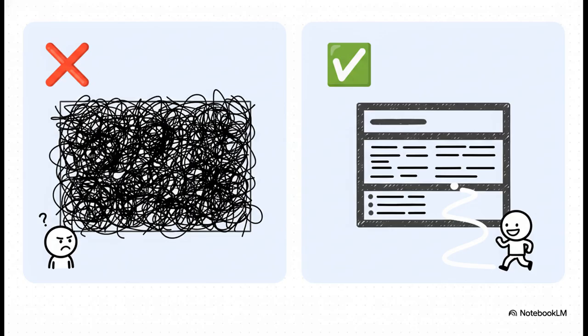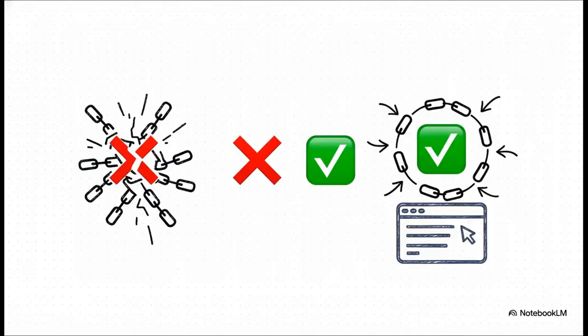But look at the difference on the right. By using proper headings and lists, you create a clear roadmap. It lets all your students navigate the information way more efficiently. Next up is one of the most common mistakes we see, but thankfully, it's also one of the easiest to fix. It has to do with how we write our links.